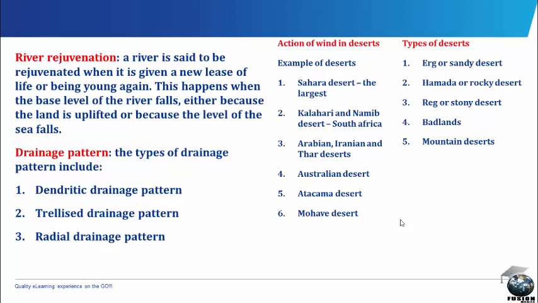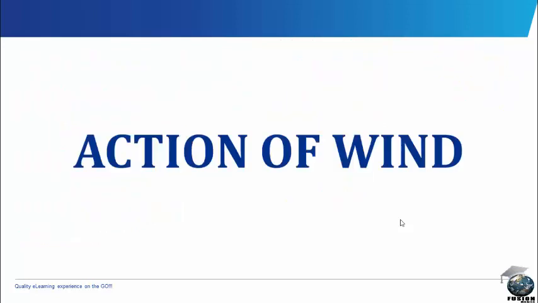Importance of rivers to man. 1. It serves as a medium of transportation. 2. It helps in generation of hydroelectric power. 3. It provides water for irrigation purposes. 4. It provides water for domestic and industrial purposes. 5. Formation of floodplains by rivers also provides fertile soil for agricultural activities.